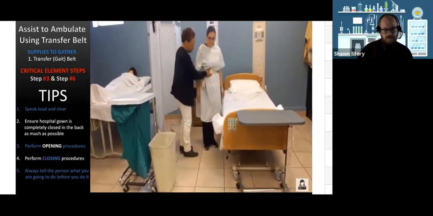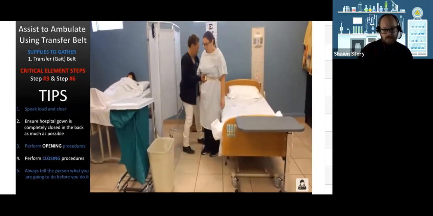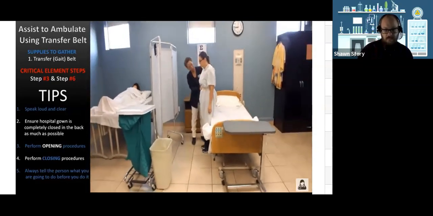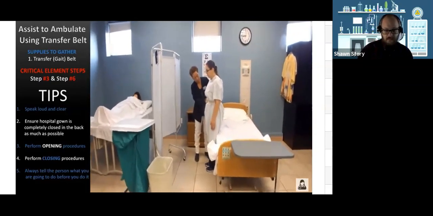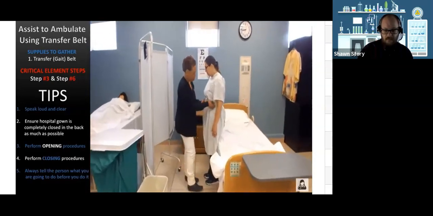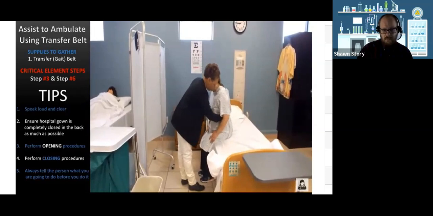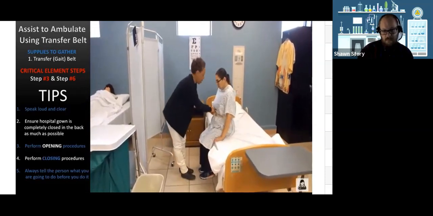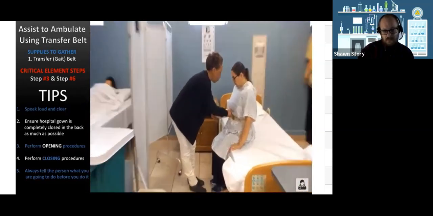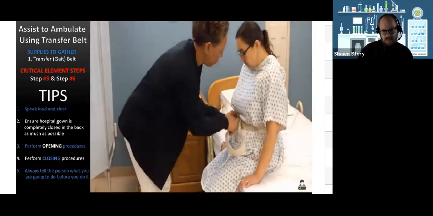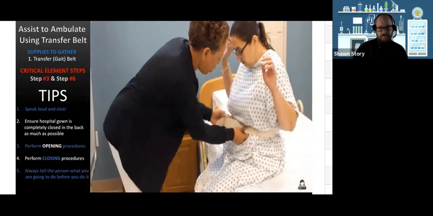Okay, and go ahead and pivot. Here we go. And step back. Can you feel the bed behind you? Okay, on the count of 3, I'm going to go ahead and sit you, okay? 1, 2, 3. Awesome. And then at this time, you can go ahead and remove the gait belt. I'm going to go ahead and remove your gait belt now, okay?